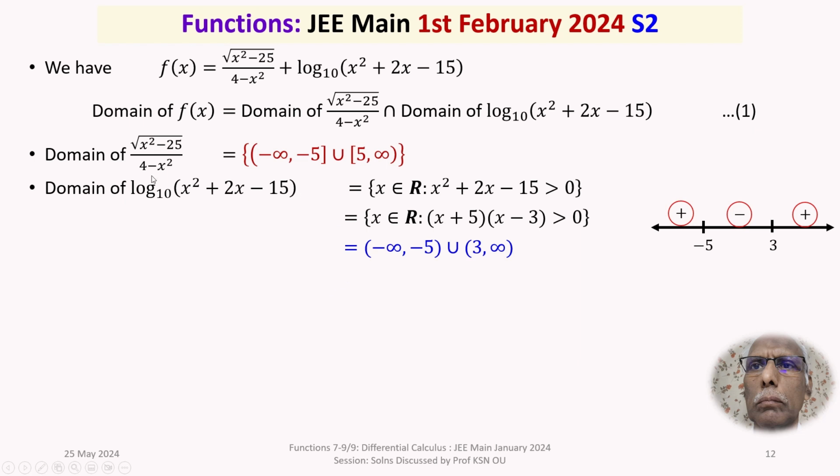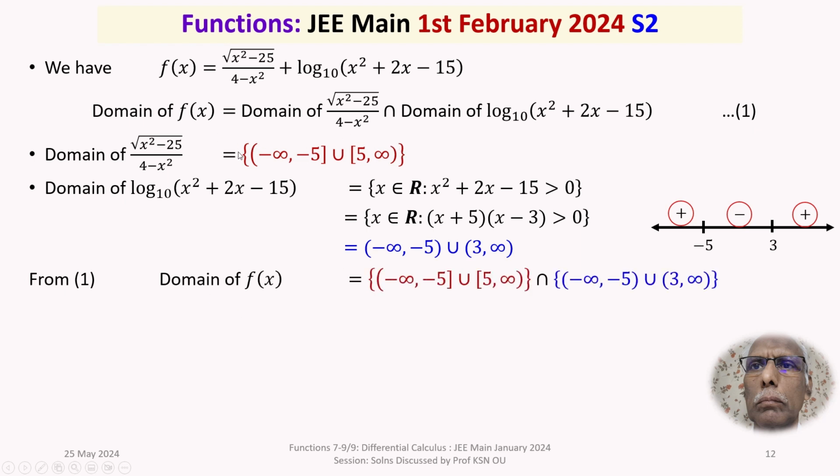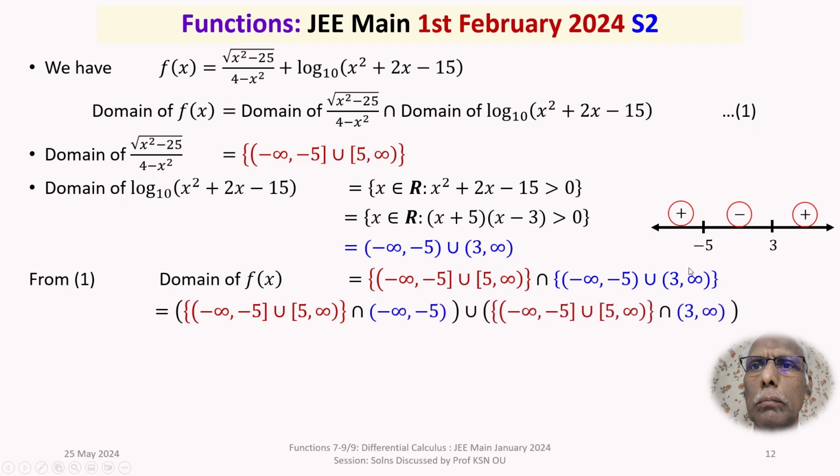Agreed. Now we have the domain of the first function and the domain of the second function. Take the intersection of the two, and you get the domain of f(x). So the domain of f(x) is the domain of the first function, the red one, intersection the domain of the second function, the blue one. Think of it like this: A intersection (B union C), and use the distributive law, A intersection B union A intersection C.